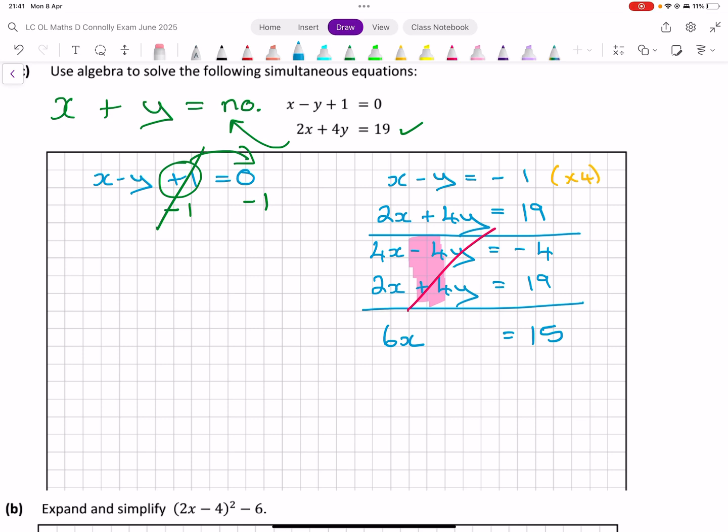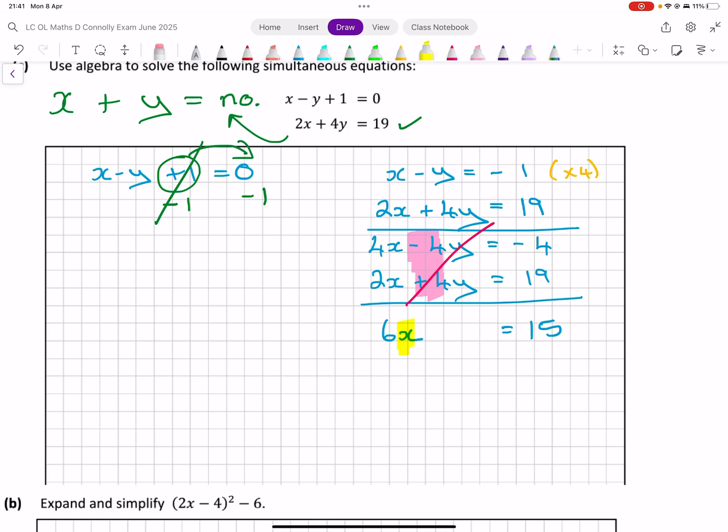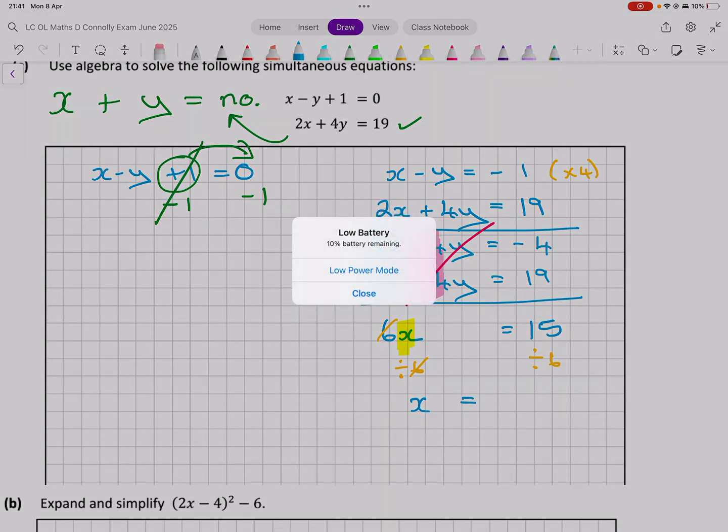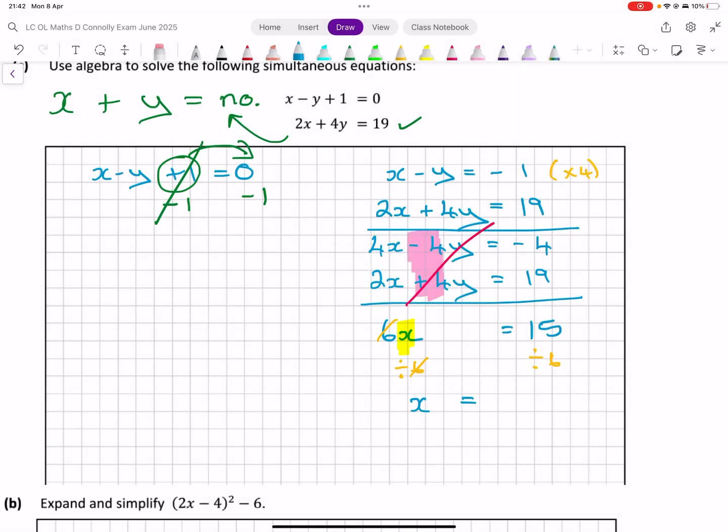And then if we want to separate these, I need to divide by 6, divide by 6. Then x is 15 divided by 6, which is 2.5. And then we sub back into the top line. So the top line is x minus y equals minus 1, which becomes 2.5 minus y equals minus 1.